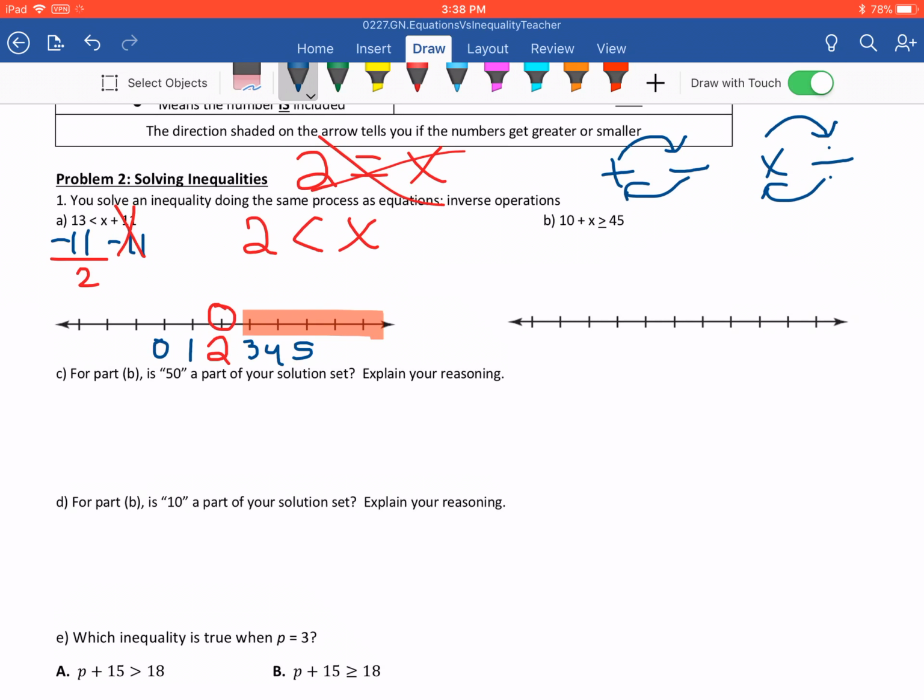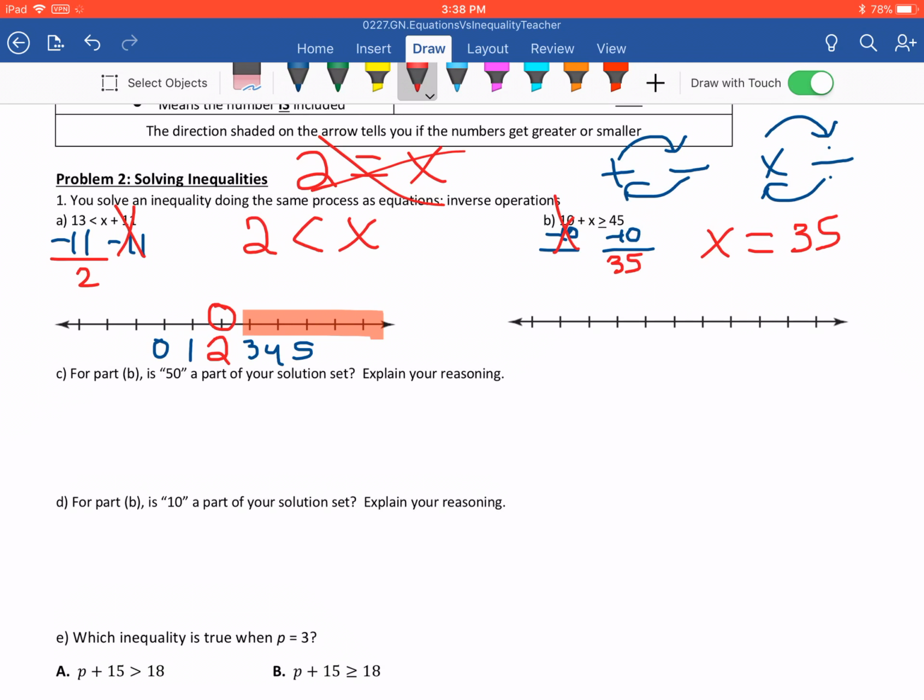All right, question B, right here. 10 plus x is greater than or equal to 45. What is the opposite of adding 10? Well, the opposite of adding is subtracting. So you subtract 10 from both sides. 10 minus 10 gives me 0. That goes away. So I'm left with x. That's really sloppy. I'm going to redo it. 45 minus 10 gives me 35. 35 equals x.